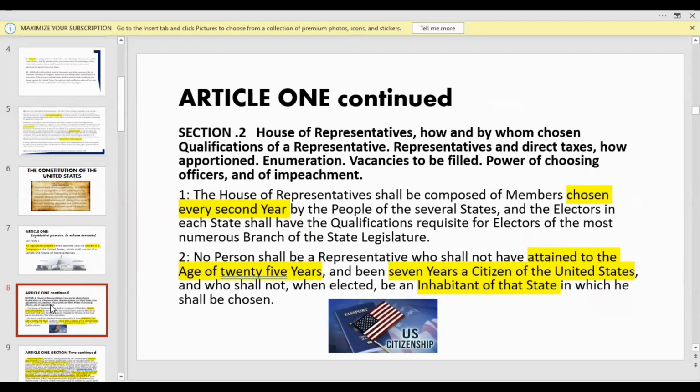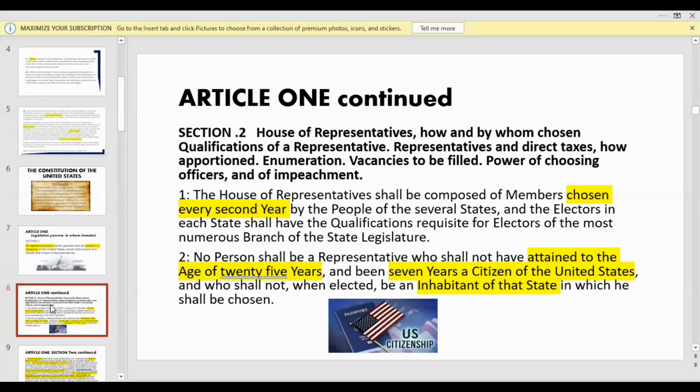This is different from the members of Congress that were under the Articles of Confederation. They served one-year terms. And remember that they had term limits. They could only be a member of Congress 3 years out of a 6-year period. After that, they couldn't get reelected.